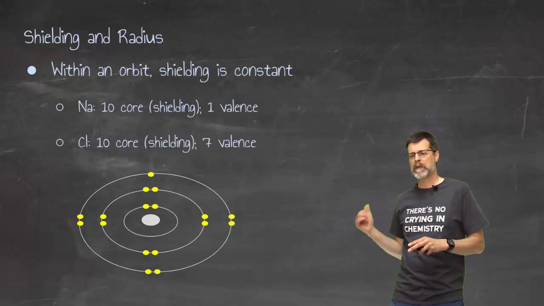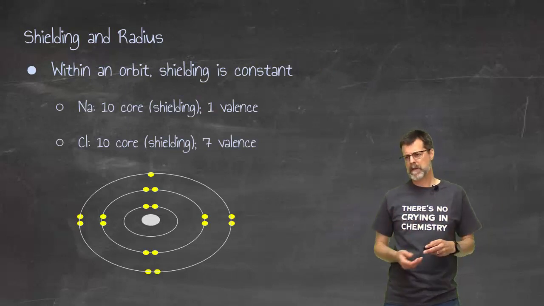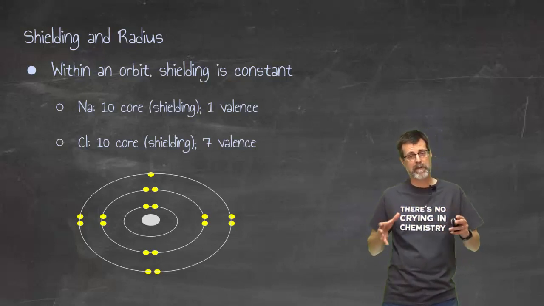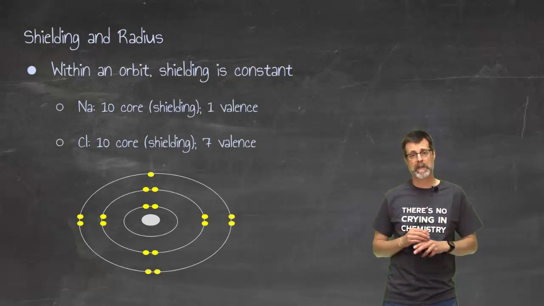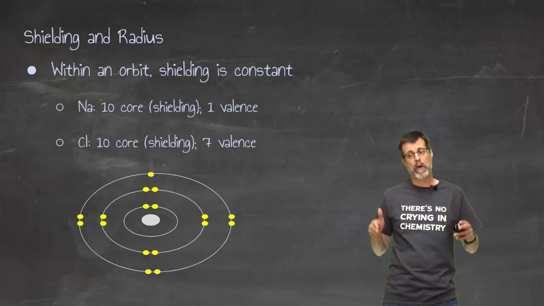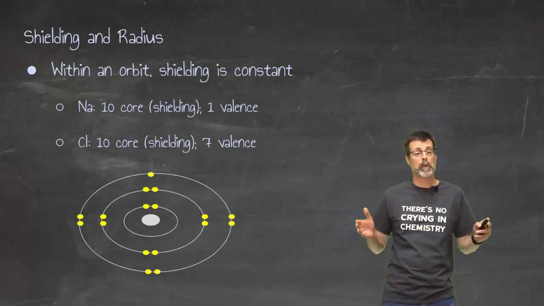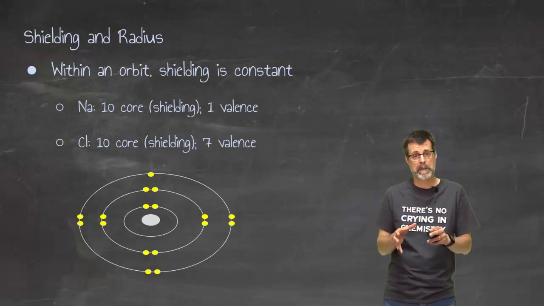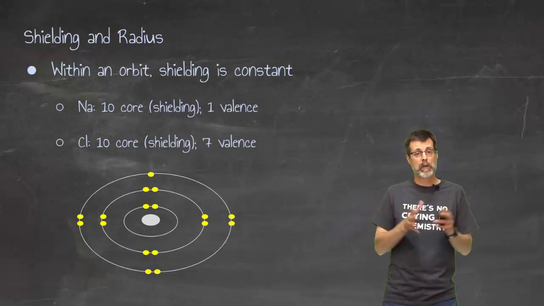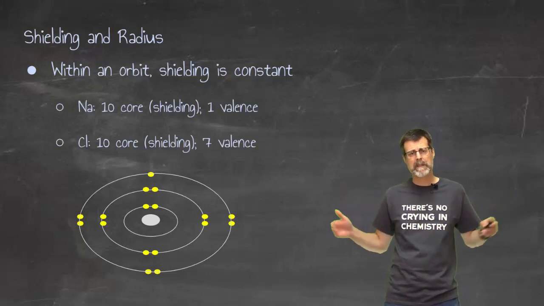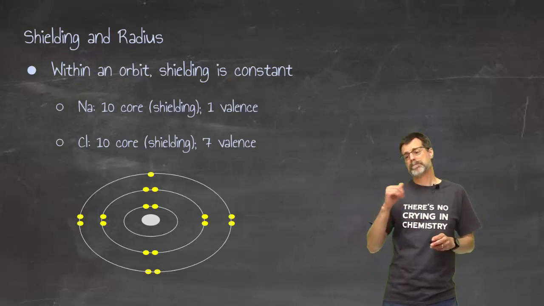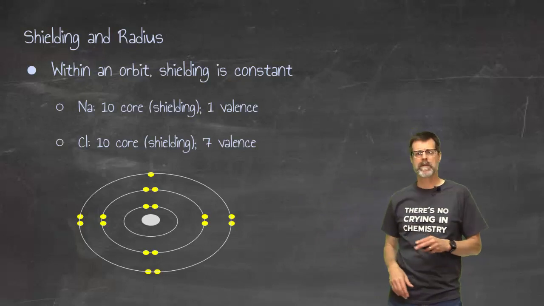If I take an example here, I guess I could have had sodium, but I don't. If I had sodium, which would have 3 total orbits and 1 electron in the outside, I would have 10 core electrons and 1 outside valence electron. Chlorine has the same 10 shielding electrons, but now has 7 valence electrons. So in terms of the amount of nucleus to valence attraction, it's 7 electrons in the outside compared to 1. Don't know why I didn't have a sodium up there.